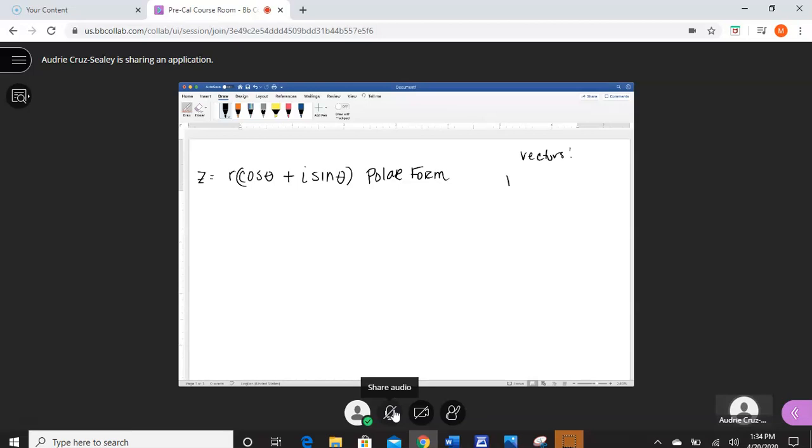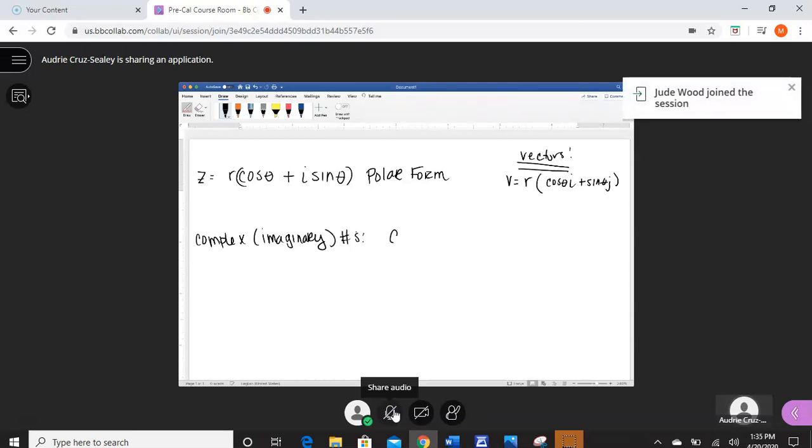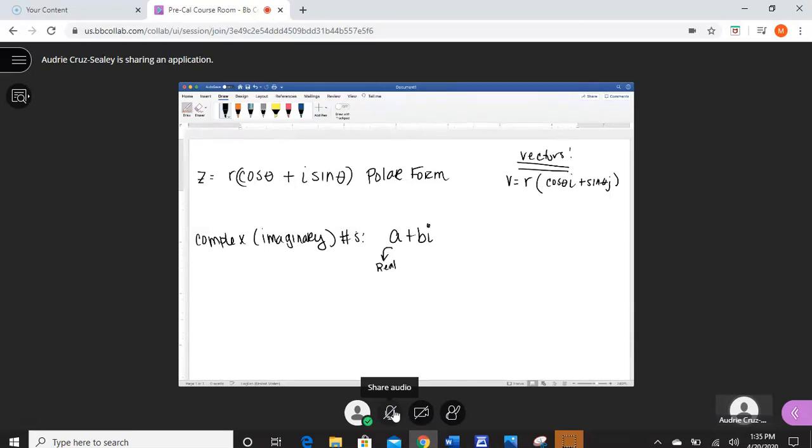On page 101, it was v equals the magnitude, which we're going to call r now, of cosine theta i plus sine theta j, right? This is when we were talking about vectors. Well, today we're going to talk about complex numbers, okay? Complex numbers is just a fancy way of saying imaginary numbers. And we all got introduced to imaginary numbers in college algebra. And they are a plus bi, right? Every imaginary number could have a real component. That's a real number. And then this, of course, is an imaginary number.